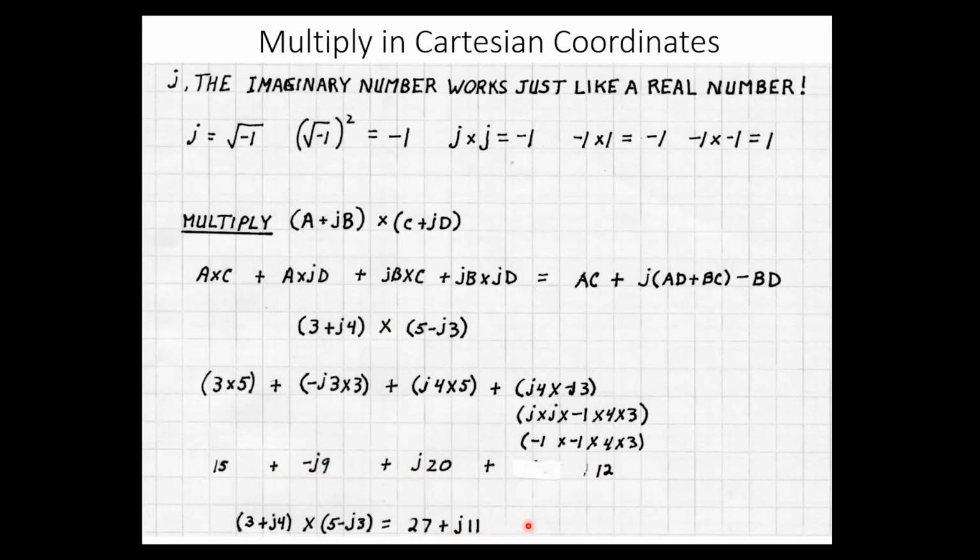Isn't that the number we got earlier by converting it first to phasors and doing the multiplication? I just think it's cool and kind of fun because the square root of minus 1, even though it doesn't exist, works like a real number.